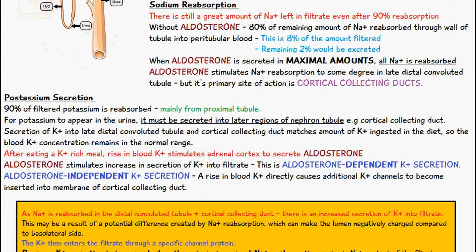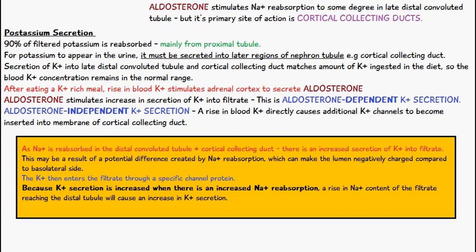Now, just some last few points in regards to this. As sodium is reabsorbed in the distal convoluted tubule and the cortical collecting duct, there's an increase in secretion of potassium into the filtrate. So as sodium is reabsorbed, there's going to be secretion of potassium into the filtrate. And this is a result of a potential difference which is created by sodium reabsorption, which makes the lumen negatively charged compared to the basolateral side.